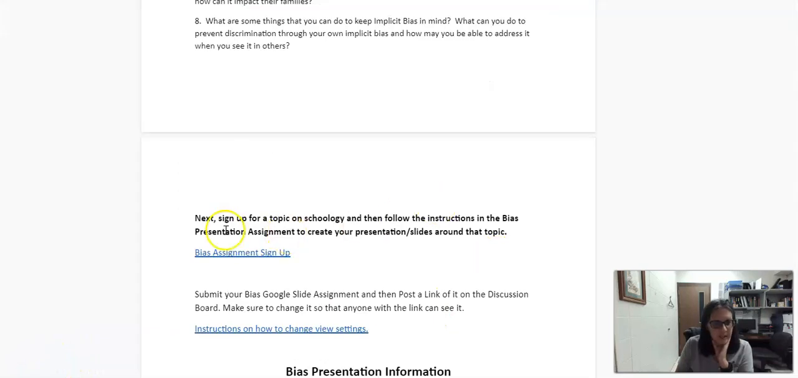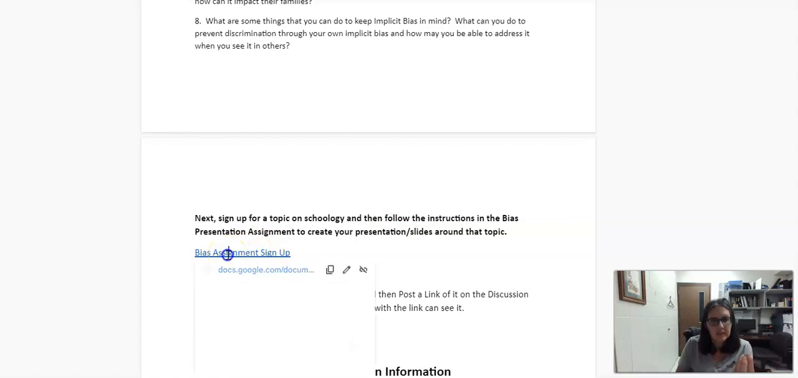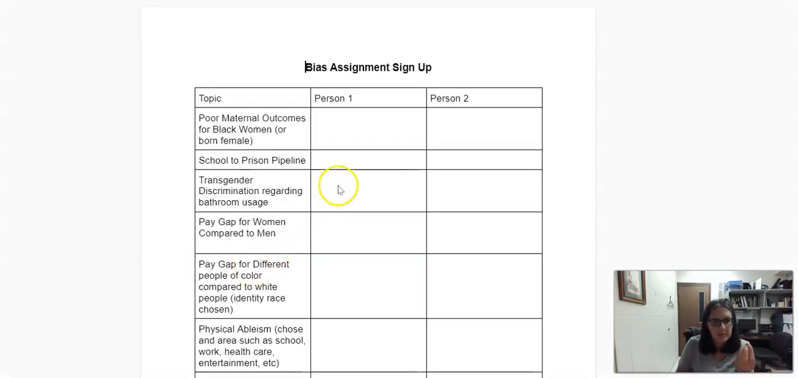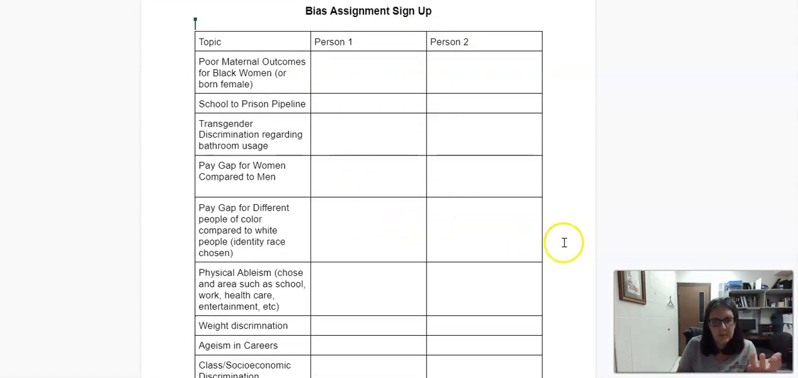Okay, so your next step is to sign up for a bias assignment topic. You're going to click on here and open it up, and you should be able to edit this as well. You'll see a bias assignment sign up, you'll see topics, and then person 1, person 2. That just means I have 2 classes of the same class, so I want to make sure everybody has the option to do that. I normally have you separate by hour, but you all take this class in different hours.